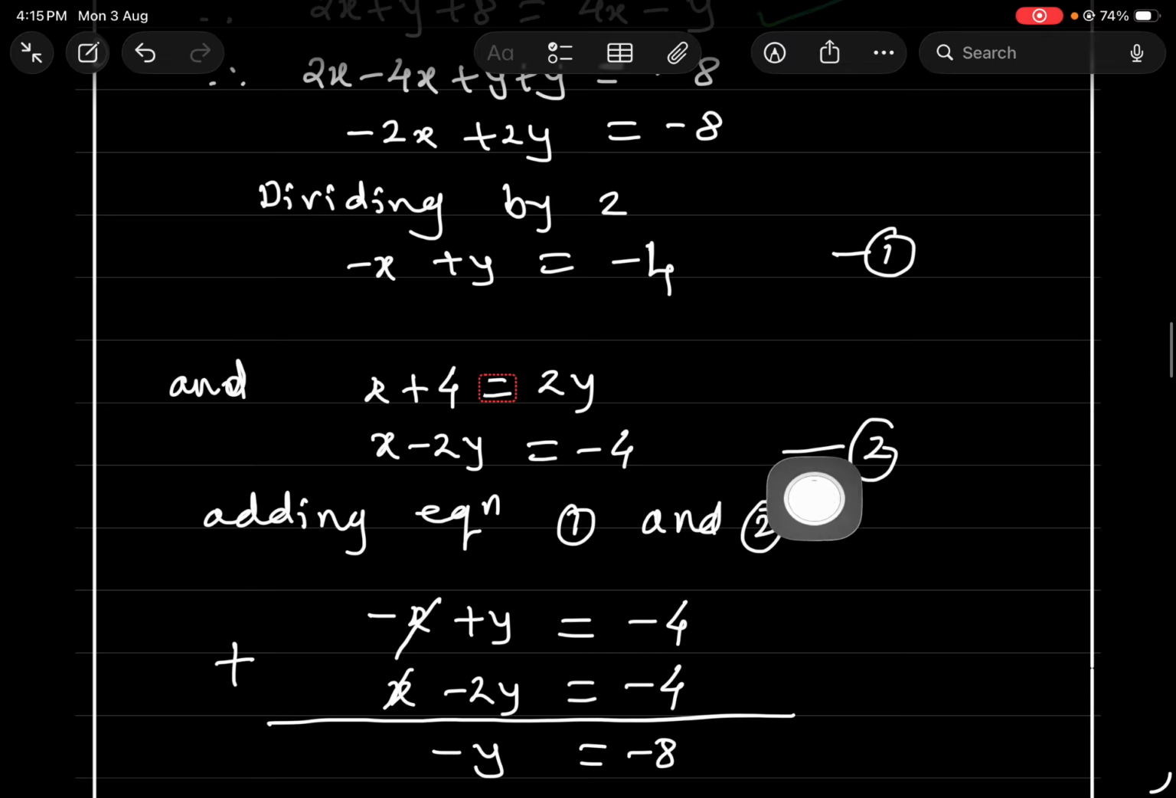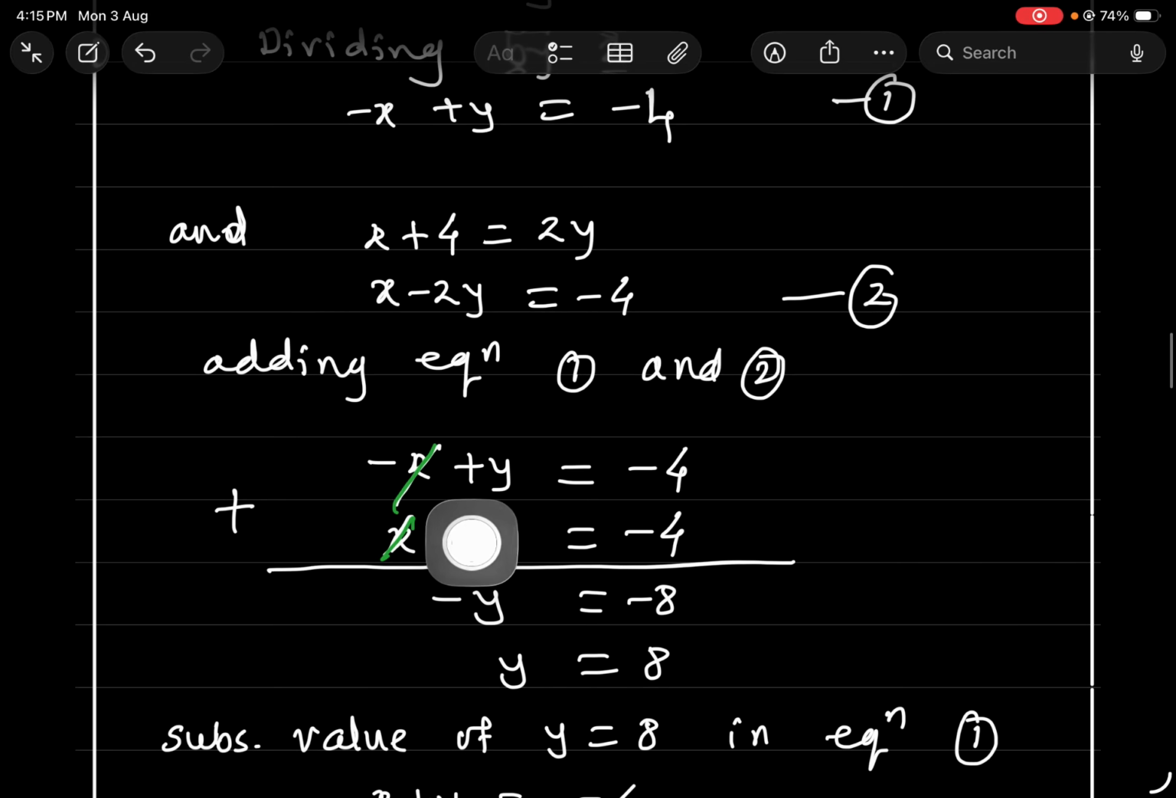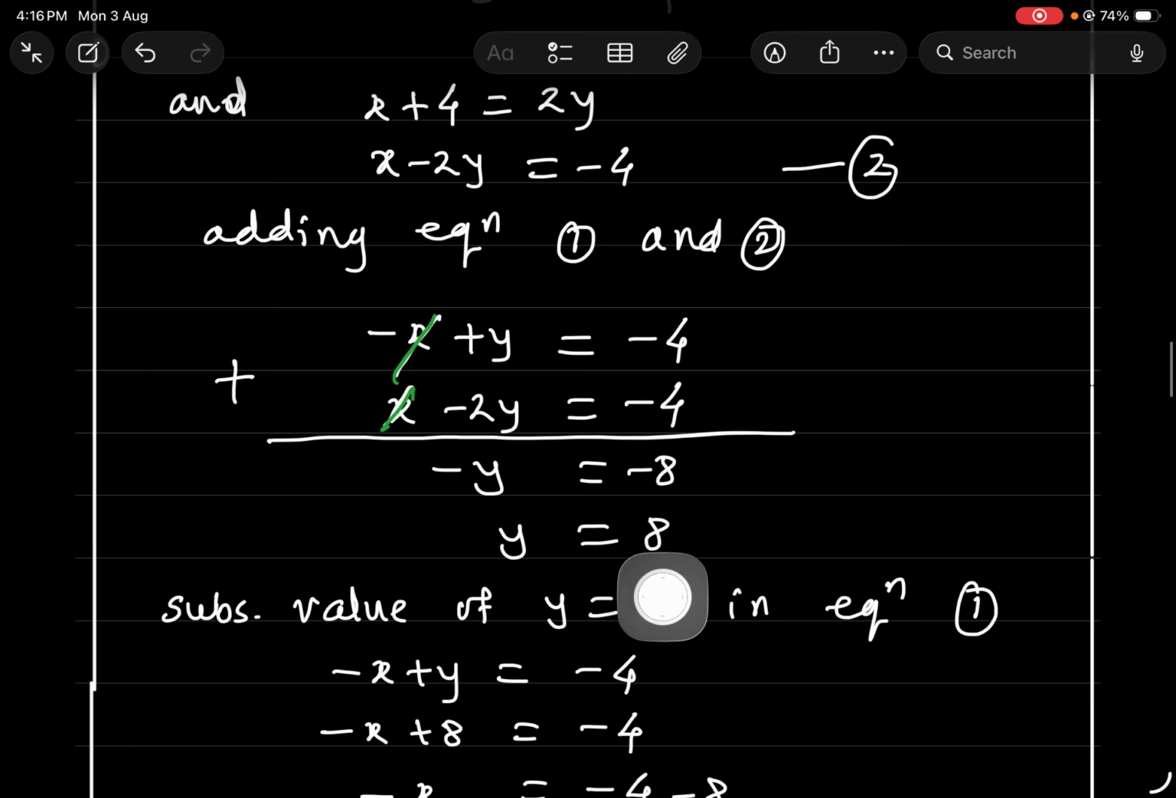So now these two equations we got, adding equation 1 and 2. First equation: minus x plus y equal to minus 4, second equation: x plus minus 2y equal to minus 8. Here minus x and plus x eliminate, then plus y and minus 2y gives minus y equal to minus 8, minus minus become plus, so y equal to 8. Okay, so y we got, substituting the value y equal to 8 in equation 1.